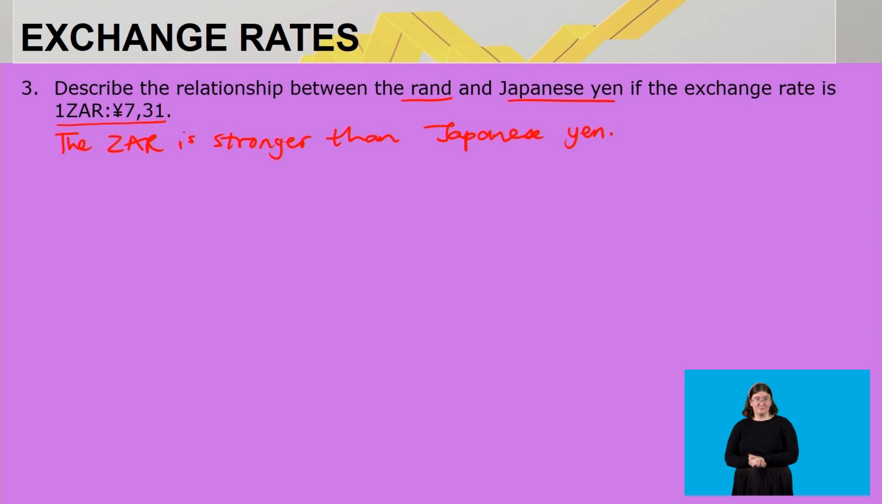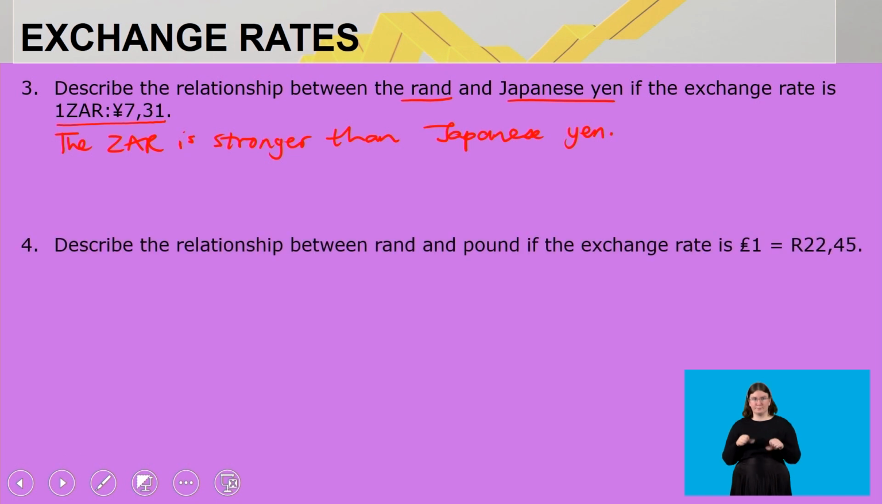Guys, are we clear on that? So that is the relationship. We can see that the South African rand is stronger than the Japanese yen. But you can also say that the Japanese yen is weaker than the South African rand. That will also be correct, right? Okay, let's look at our next question.